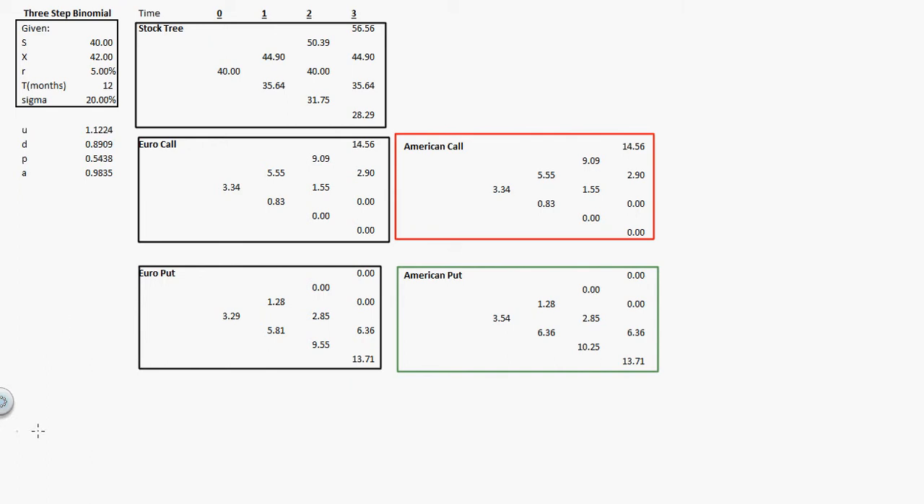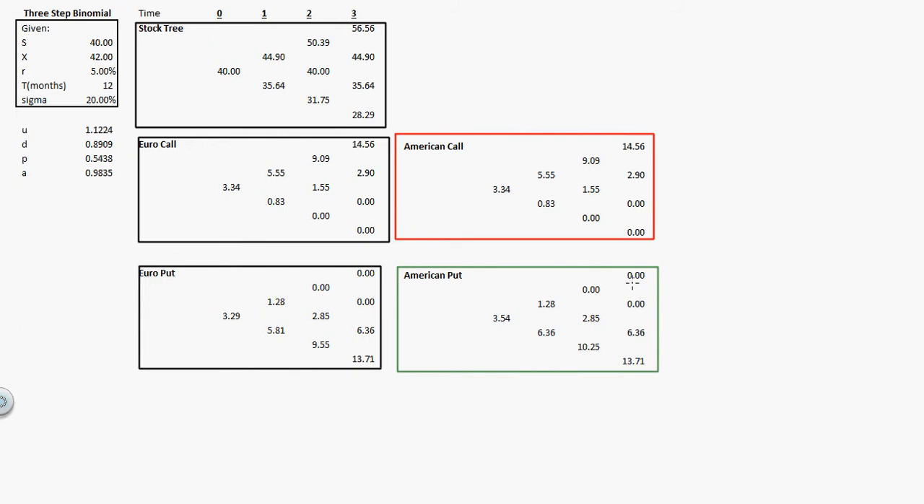Okay, now let's look at pricing the American call and the American put. It's exactly like we did before, except what's the difference in the American options? The Americans can be exercised before expiration. So let's look at the put first.